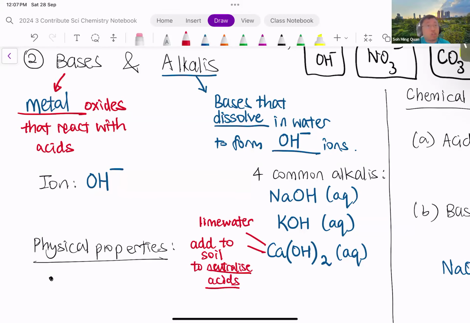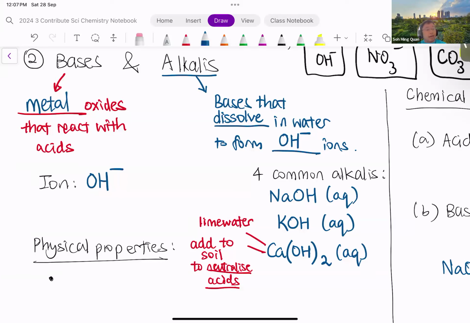So to neutralize soils which are acidic, you add calcium hydroxide. You can add it either as the solution, the aqueous form, or you could add the solid form. The reason is because if you're adding it to soil, adding the solid is okay because when it rains, the solid will dissolve in the rainwater to form the aqueous calcium hydroxide.